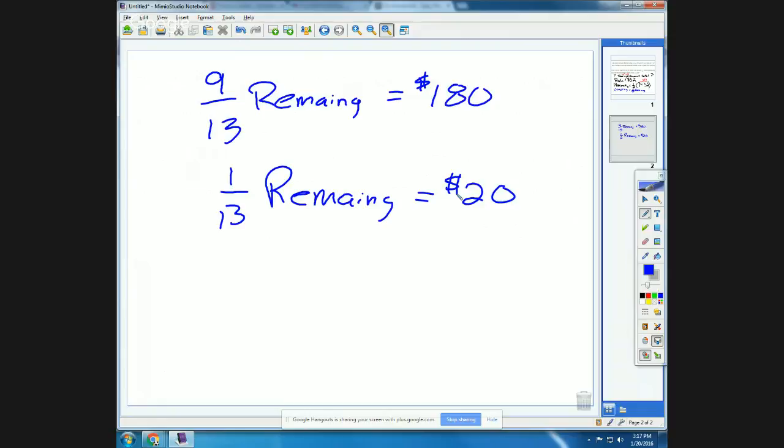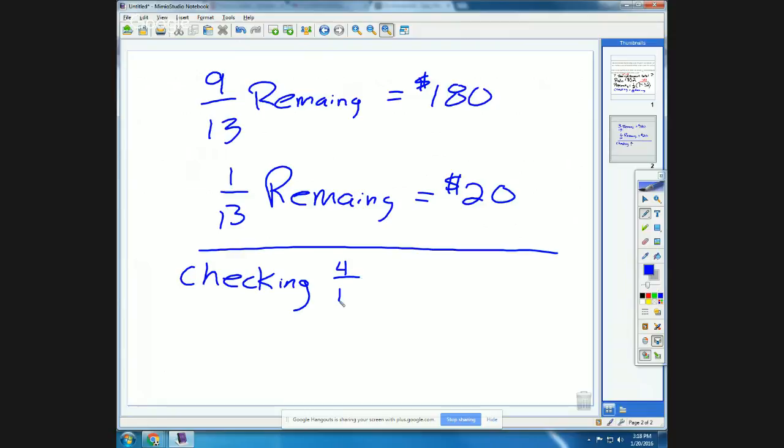So let's see. As far as the checking goes, how many 13s went into checking? 4 of them, okay. So the checking is 4/13 of whatever was remaining at that point. Each of those 13s has to be worth how much again? 20. So that has to add up to 4 20s. That seems reasonable. And so that means into checking went $80.